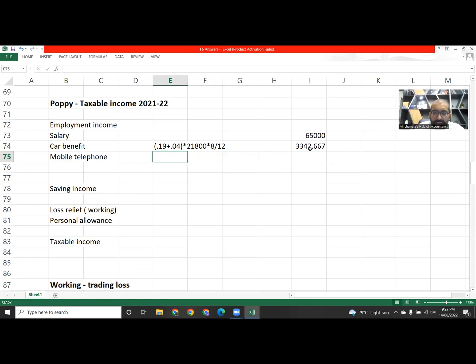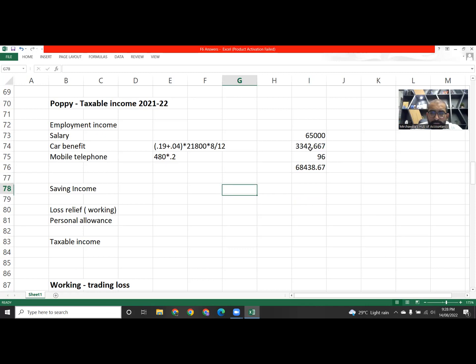Now, for mobile telephone, it's 480 times 0.2, because one phone is exempt. We all know this. So this is the usage benefit. Now this is your employment income.